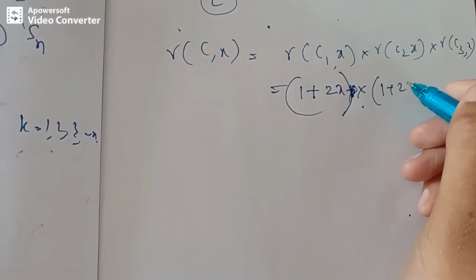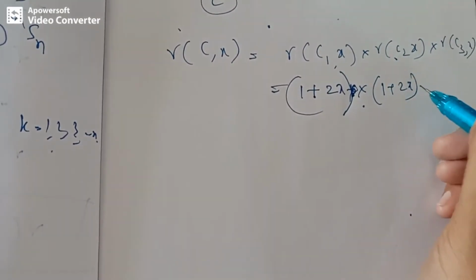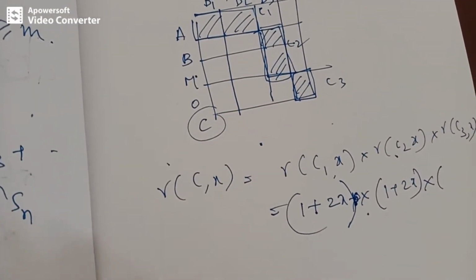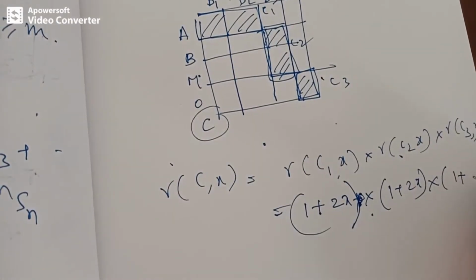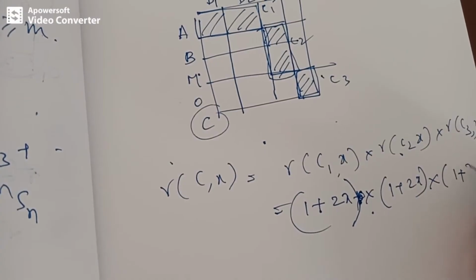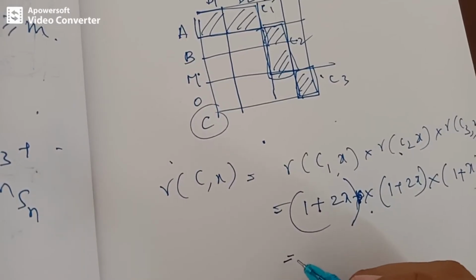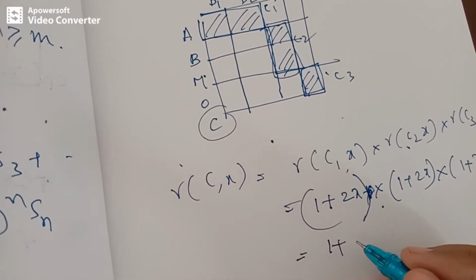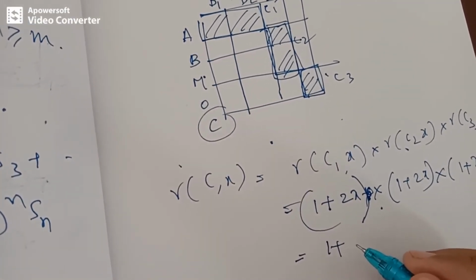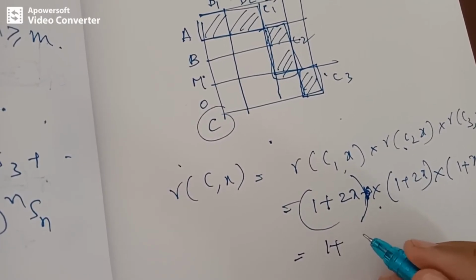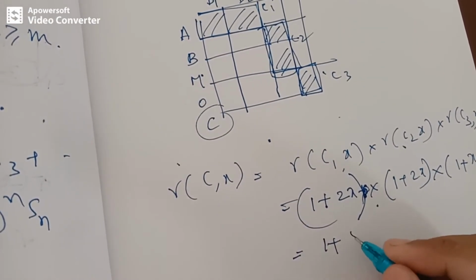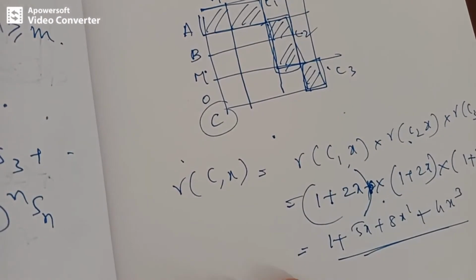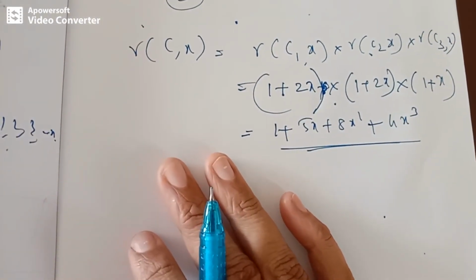Likewise, this also is 1 plus 2x. We have got just 2 squares in this board. And in the last board, we have got just 1 square. It is given by 1 plus nx, where n value is 1. So we get 1 plus 2x, the whole square, into 1 plus x. So let's simplify this. 1 plus 2x plus 2x, plus, we get 1 plus 5x plus 8x square plus 4x cube. If we simplify this, we will be getting this answer.